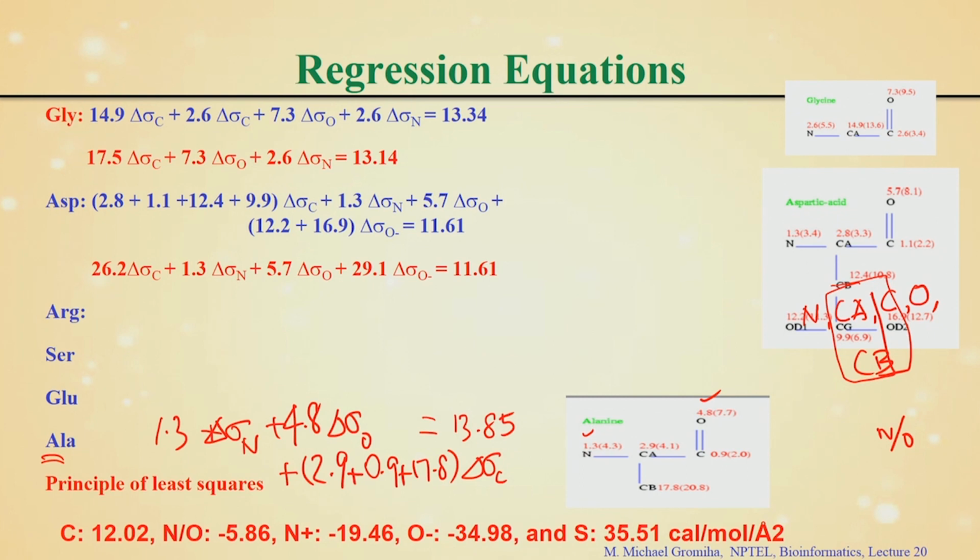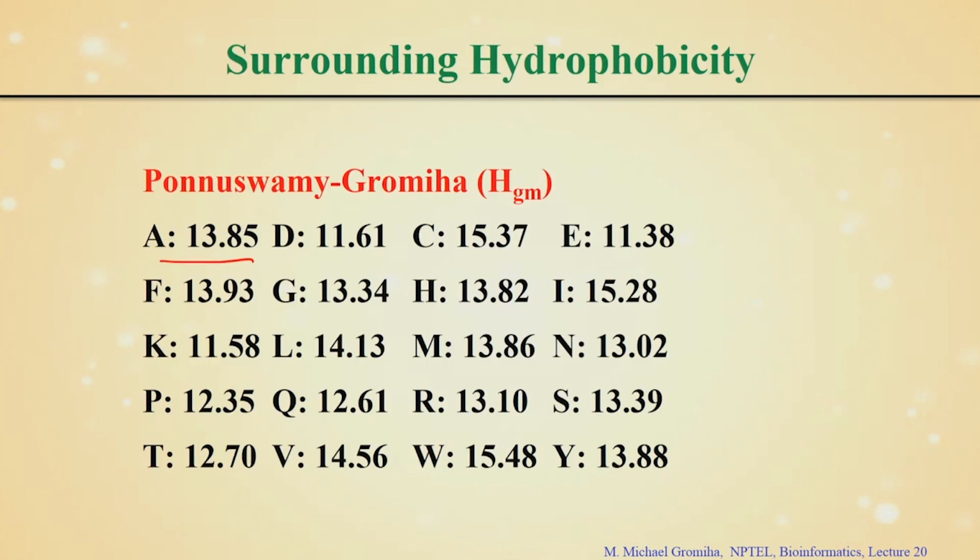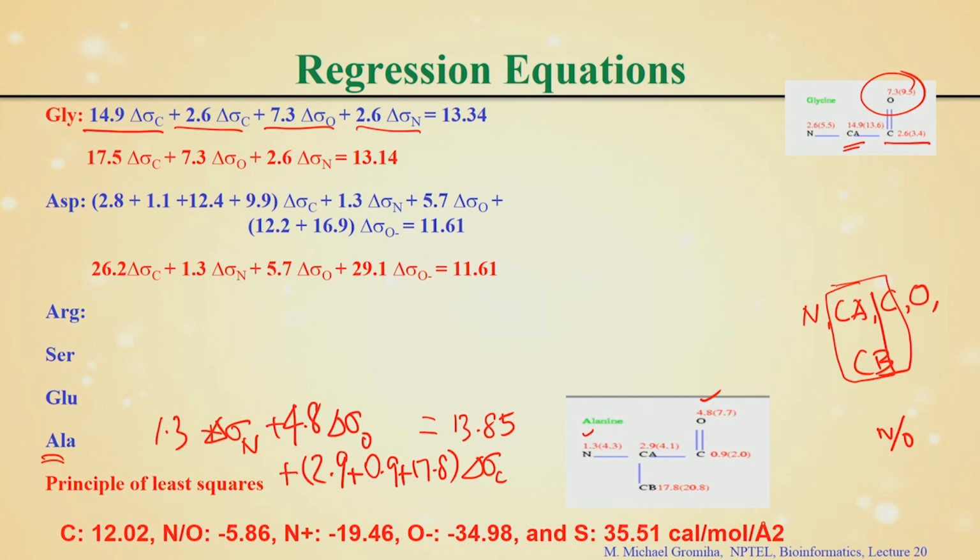For the glycine, this is glycine. So if we see this is the C, this is 14.9 delta sigma C, and 2.6 this is also C, 2.6 into C, and O is 7.3, so 7.3 O, and N is 2.6, 2.9 sigma N. What is the value for the glycine? So we get the values here, glycine equal to 13.34. So in this case it is equated to 13.34. Likewise you can do for all the 20 different amino acid residues.